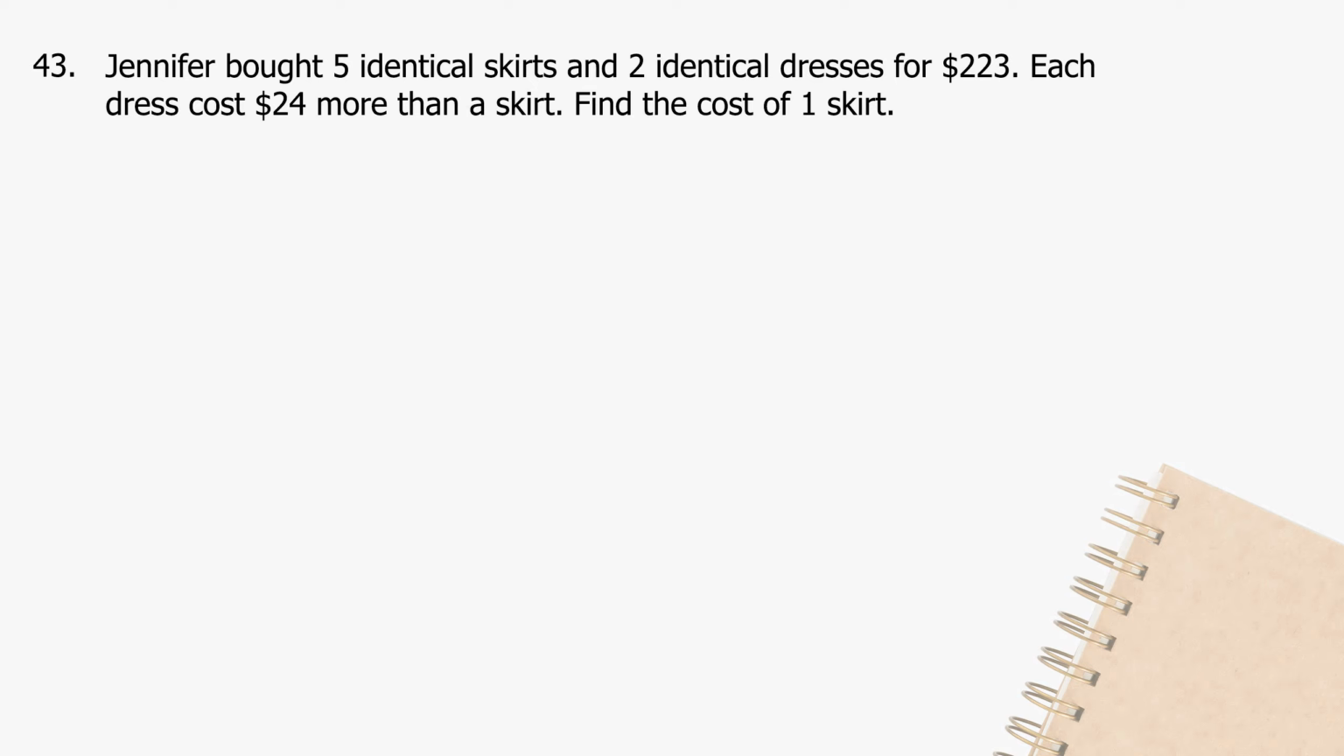Question 43. Jennifer bought 5 identical skirts and 2 identical dresses for $223. Each dress cost $24 more than a skirt. Find the cost of one skirt.